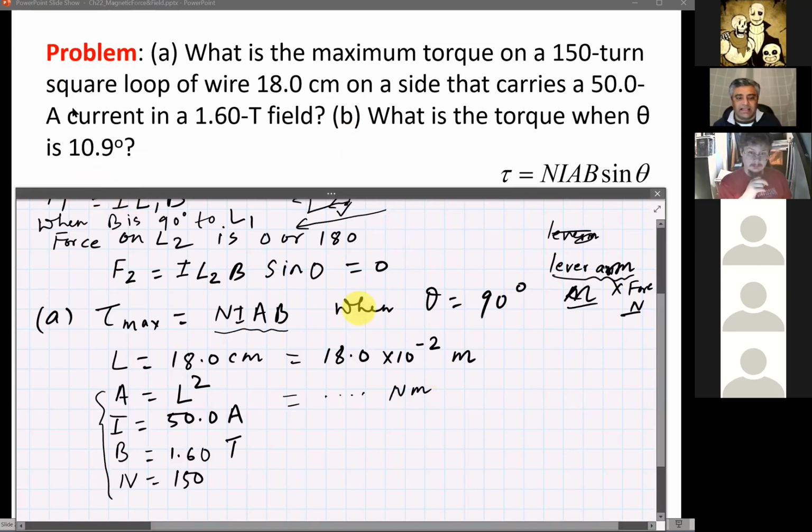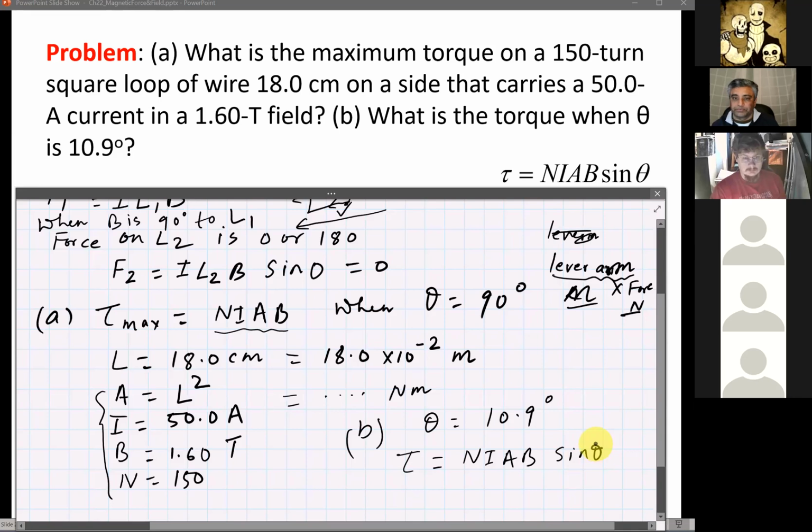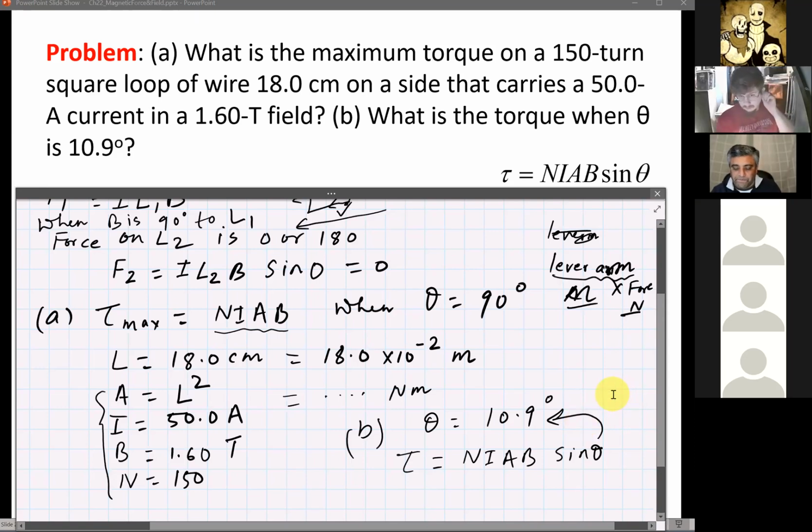So now part B says theta is just 10.9 degrees, everything else is the same. So that means it's not going to be max now. It's going to be less than whatever you calculated here. So for this, you need to use this whole thing here, NIAB sine theta. And theta is that. So this number is going to be way smaller. And the unit is still the same.